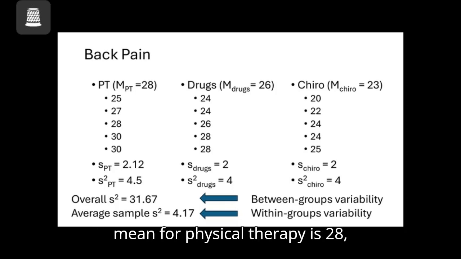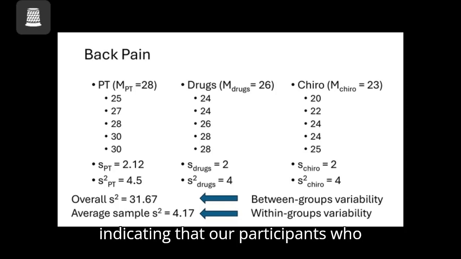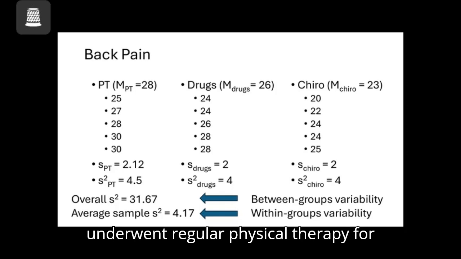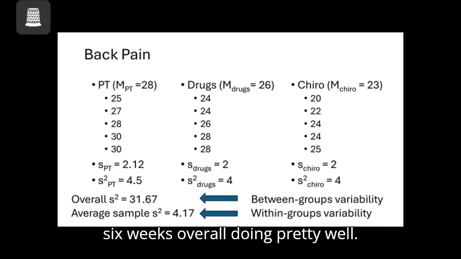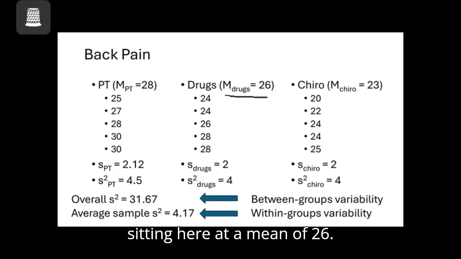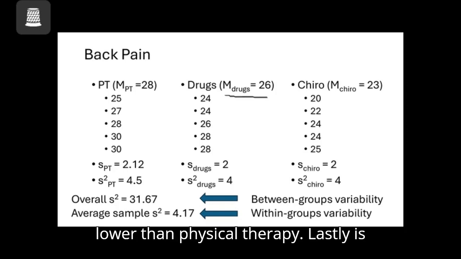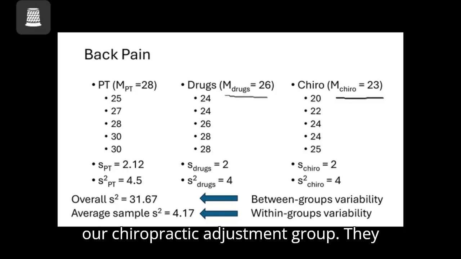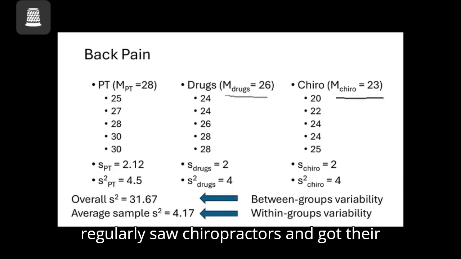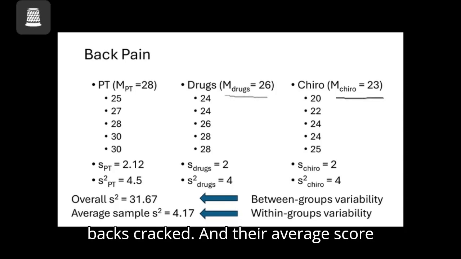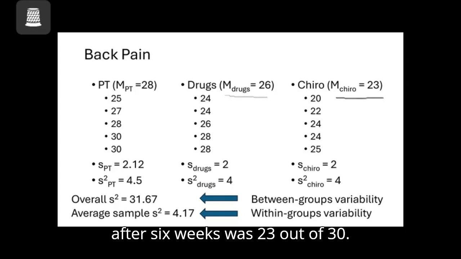You can see that our mean for physical therapy is 28, indicating that our participants who underwent regular physical therapy for 6 weeks are overall doing pretty well. Our group that took muscle relaxers is sitting here at a mean of 26. Still pretty good, though a little bit lower than physical therapy. Lastly is our chiropractic adjustment group. They regularly saw chiropractors and got their backs cracked, and their average score after 6 weeks was 23 out of 30.